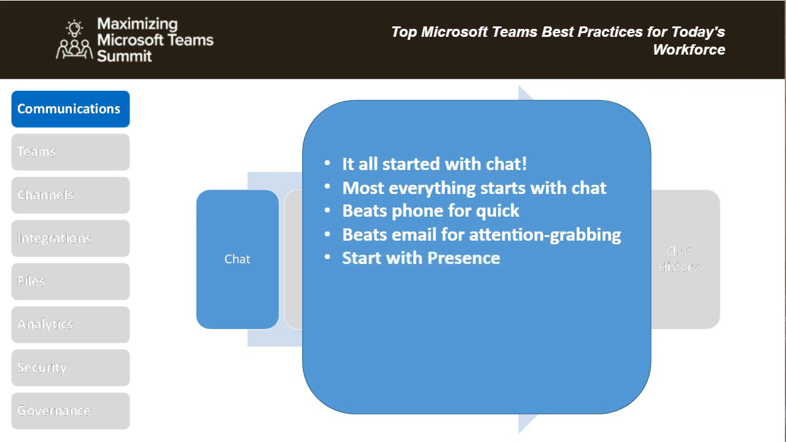Now, chat also starts with presence, right? There's a little green light that says this person's available, or a yellow light that says they're away, or a red light that says they're in a meeting. The one thing you must remember about presence is that presence lies. People forget to put themselves on away, and it looks like they're there. They're not there. And vice versa, people put themselves on away, they get back and don't remember to put themselves back on available. And so presence is not always thoroughly reliable.